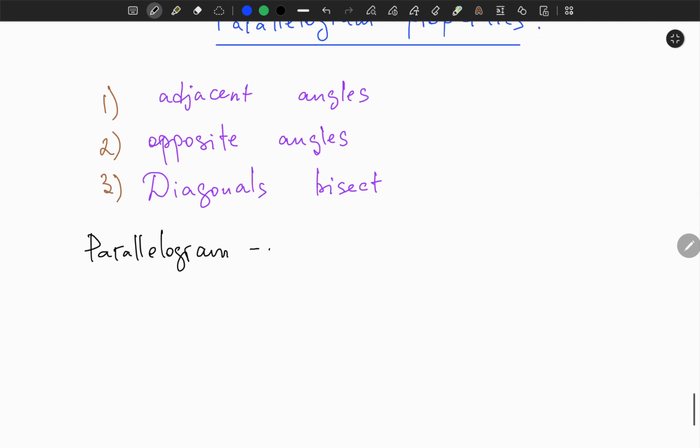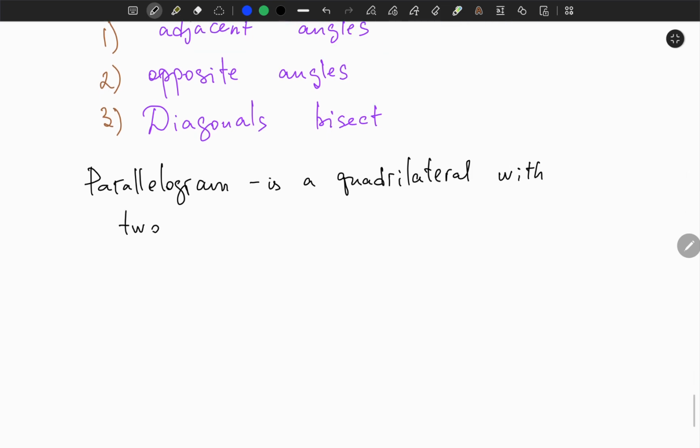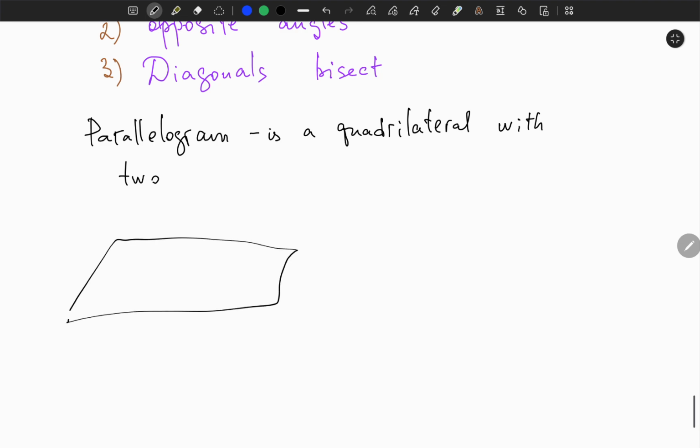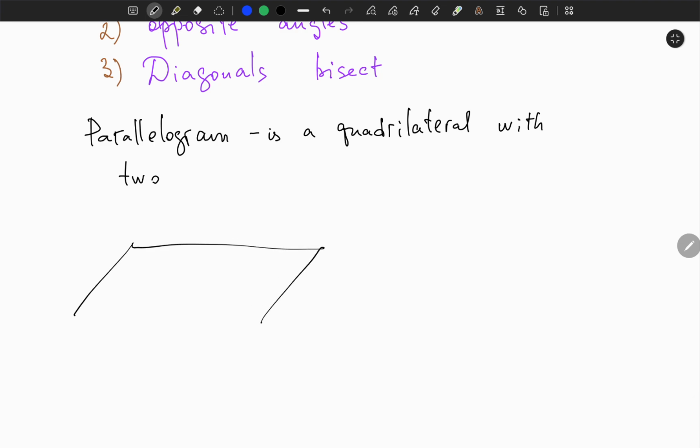A parallelogram is a quadrilateral with, let's say, two... So let me draw. Okay, here. All right, something like that. Perfect. And let's label A, B, C, D. Okay, so what do we have?